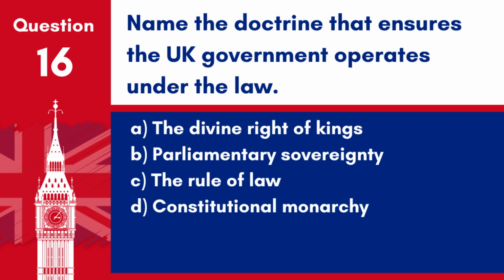Question 16. Name the doctrine that ensures the UK government operates under the law. A. The divine right of kings. B. Parliamentary sovereignty. C. The rule of law. D. Constitutional monarchy.